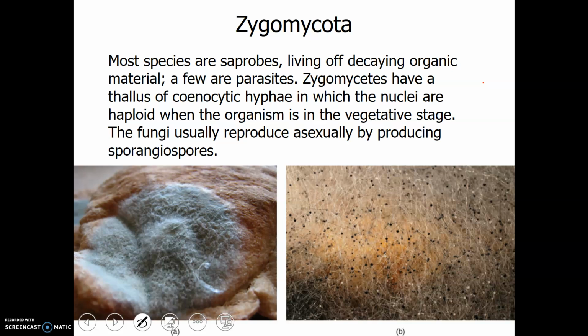All right, then we have the zygomycota, and the most well-known example of zygomycota is the black bread mold, which can also form on fruit, like strawberries. This is a picture of that black bread mold, and this is another picture of it. You can see the spores on the end. And they do normally reproduce asexually, so they're imperfect.